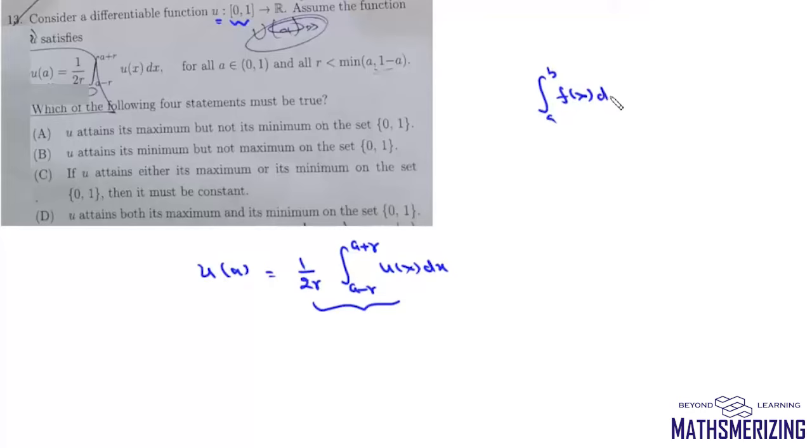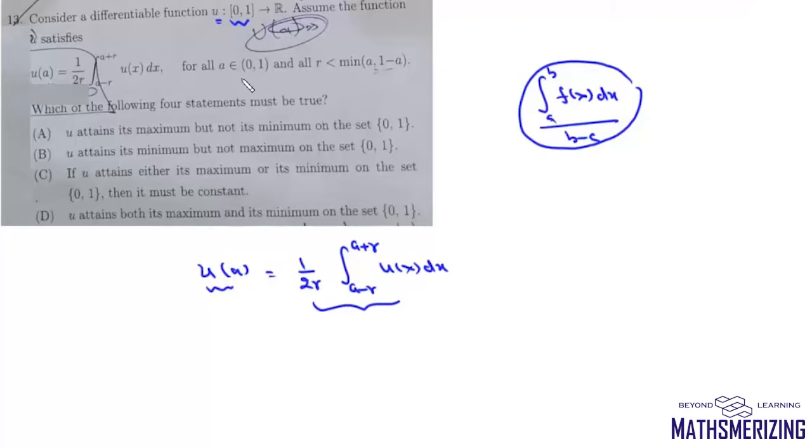Now in question number 13, we are given this differentiable function u, which is defined in the interval 0 to 1, and which satisfies this condition that for any point A, u(a) is defined as 1 upon 2r times this integral from a minus r to a plus r of u(x) dx. Now if you look at this integral on the right hand side, it is of the form integral from a to b of f(x) dx upon b minus a, which is nothing but the average value of this function in the interval a to b.